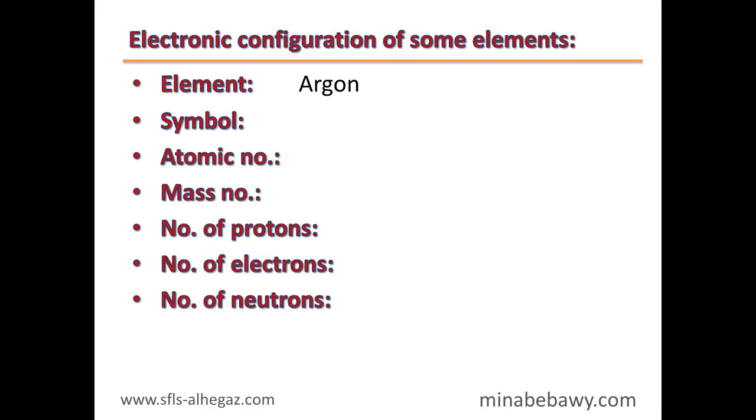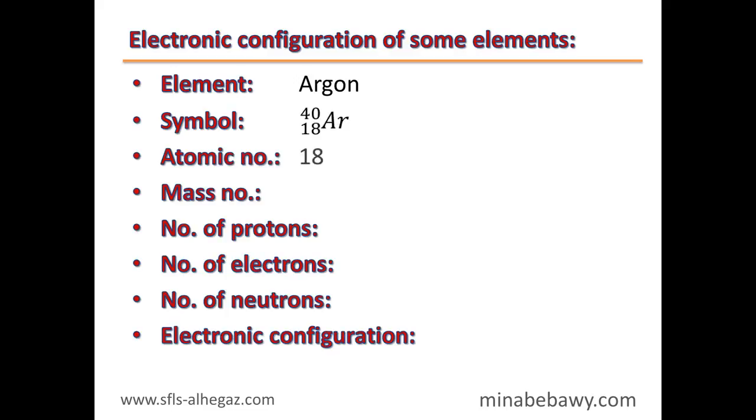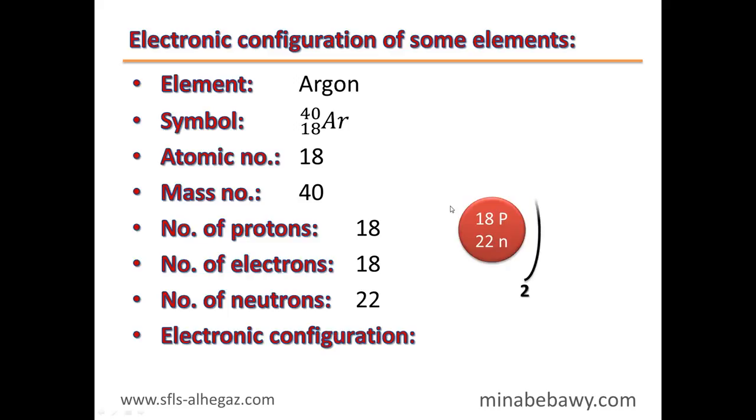The next element is argon. The symbol of argon is Ar. Its atomic number is 18. Its mass number is 40. Number of protons is equal to 18. Number of electrons is equal to 18. Number of neutrons is equal to mass number minus atomic number, equals 40 minus 18, equals 22.